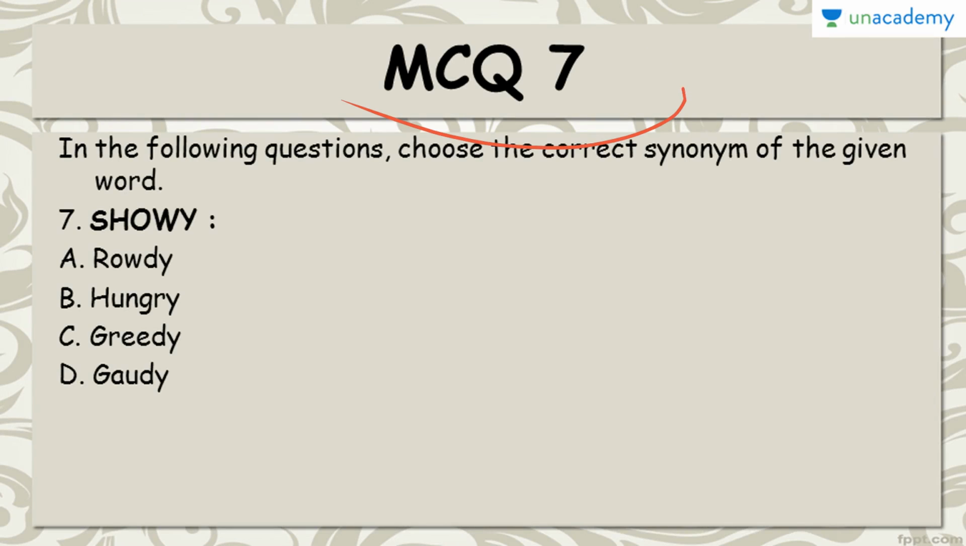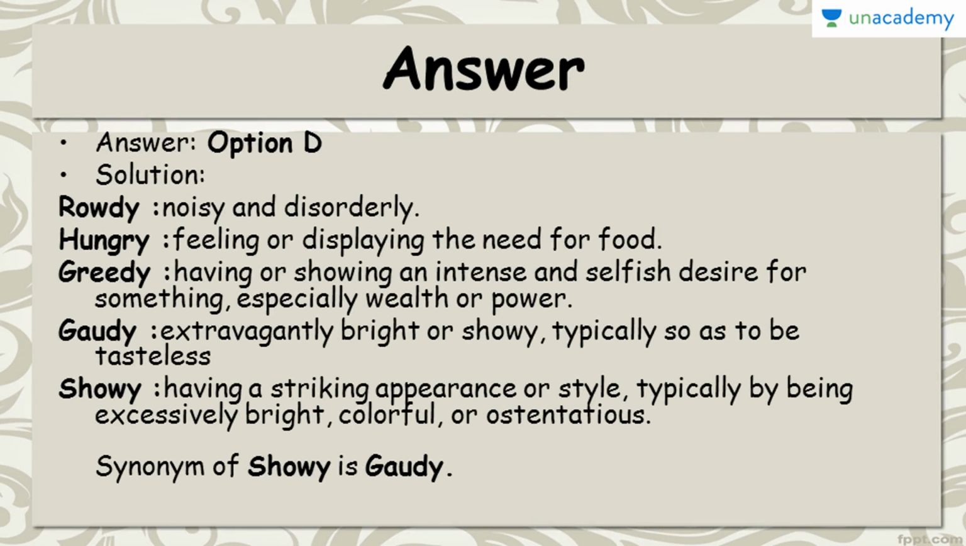Coming to MCQ 7, you have to find the correct synonym. Word is showy. Options are rowdy, hungry, greedy, and gaudy. And the right answer to this MCQ is option D, that is gaudy.